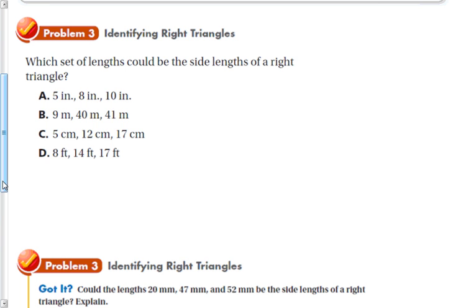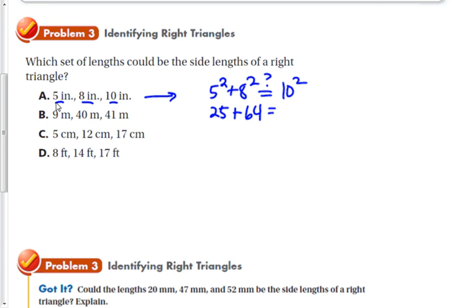All right, so which of these lengths could be the sides of a right triangle? Now, always the two shorter sides are going to be your legs, a and b, and the longer side has to be the hypotenuse. So in this first one here, we're going to do 5 squared plus 8 squared, and see if that is equal to 10 squared. Well, 5 squared is 25, plus 64 is 89, and 10 squared is 100, and that's false. So we're going to say no on that one.